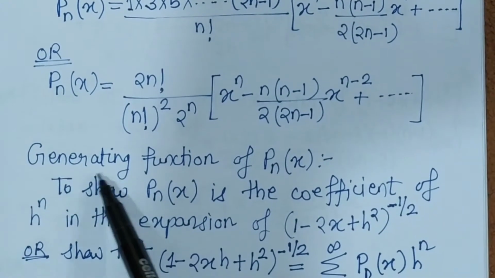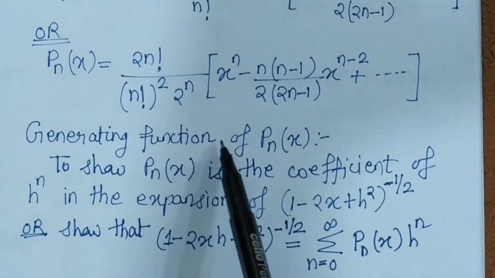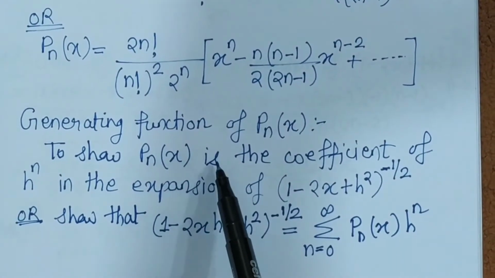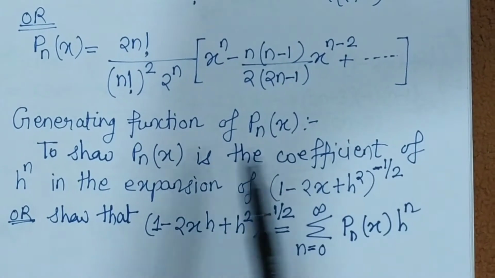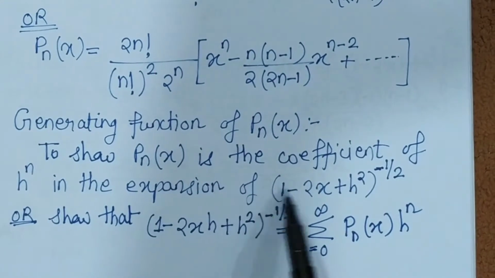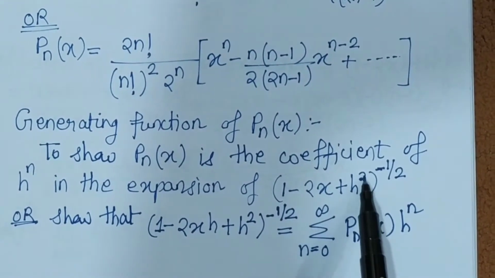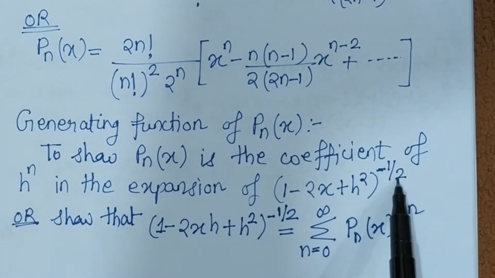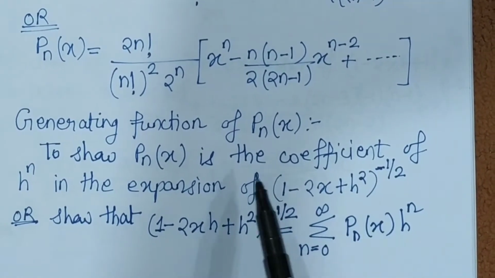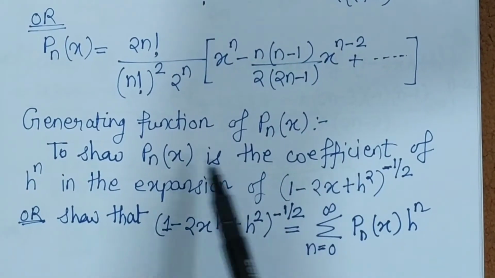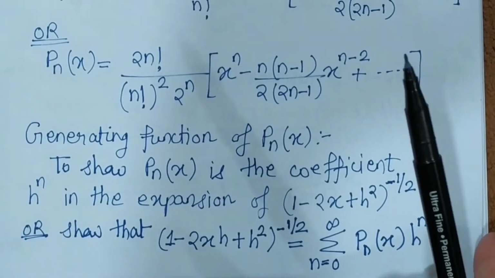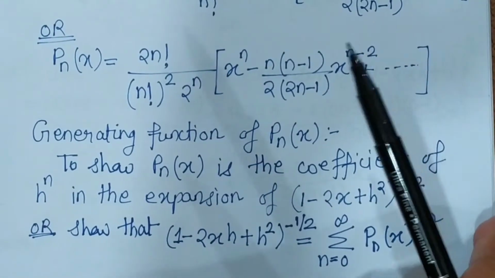The next topic is the generating function of Pn(x). Pn(x) is the coefficient of h raised to n in the expansion of (1 minus 2xh plus h squared) raised to minus 1/2. This expansion generates the various coefficients of Pn(x). Using this concept, we will solve some examples.